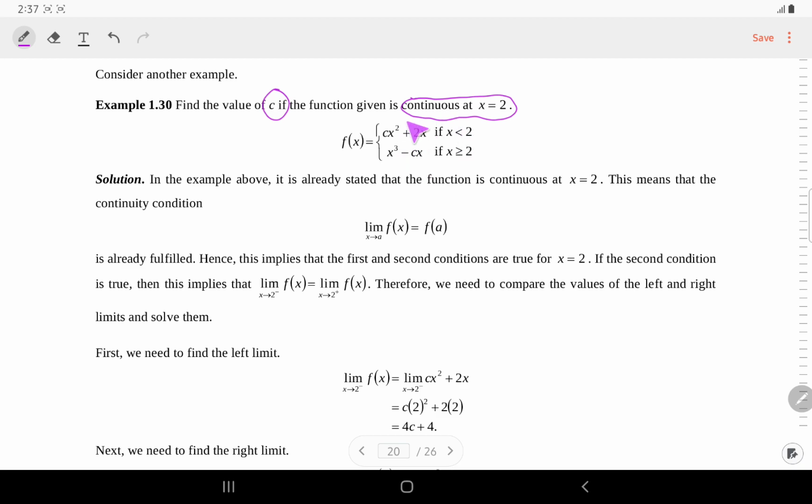In this question, it is already stated that the function is continuous. It means that the function satisfies the first condition, the second condition, and also the third condition. Let us consider the third condition. The third condition states that limit x approaches a, f of x equals f of a. So here our a is 2. If they stated that this function is already continuous, it means that it satisfies those three conditions.